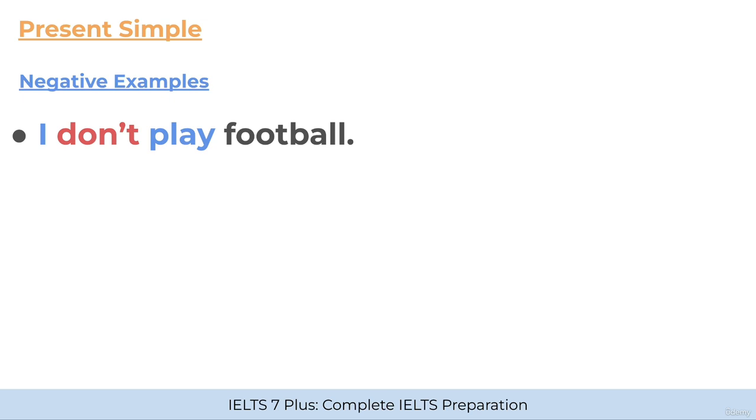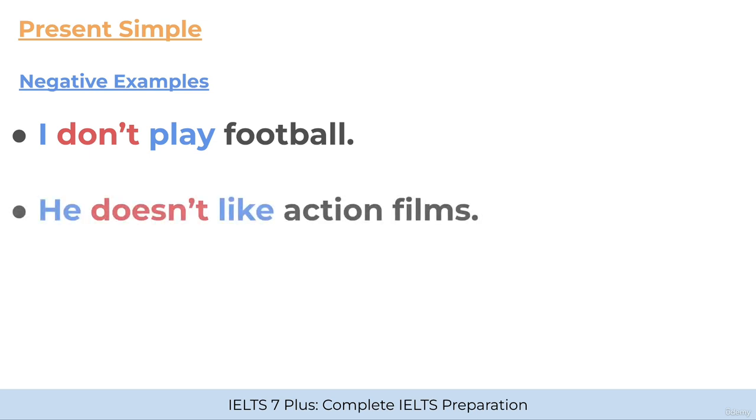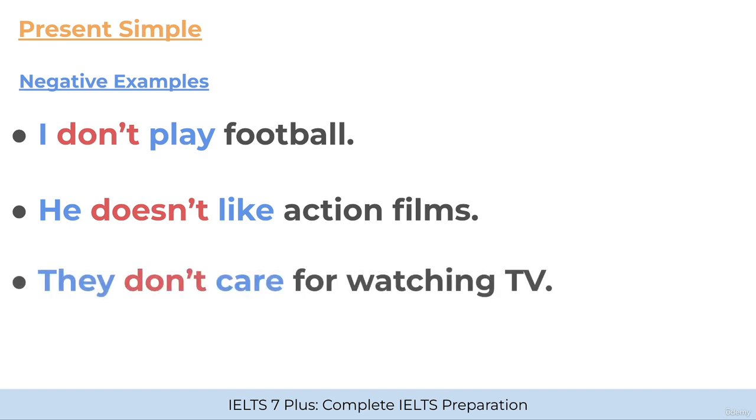I don't play football. So we've got the affirmative, the positive, which would be I play football. However, you can see that red don't in the middle of the subject and the verb now to make the negative. So now we've got the subject he. So don't becomes doesn't. He doesn't like action films. You can also say does not as well. Another one, they don't care for watching TV. So you can see how, depending on the subject, you either use do not, don't, or does not, doesn't.